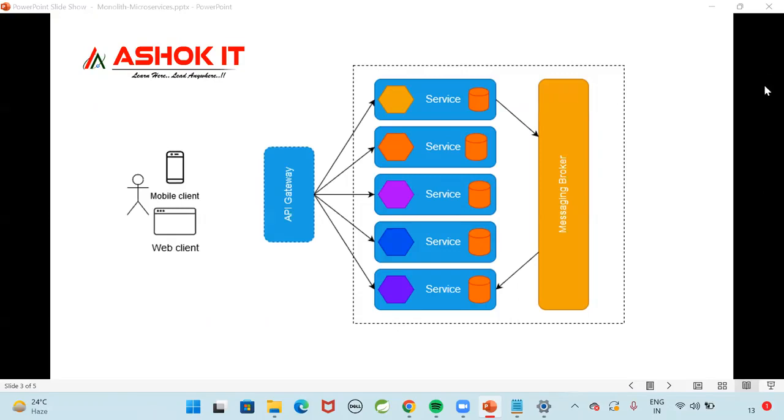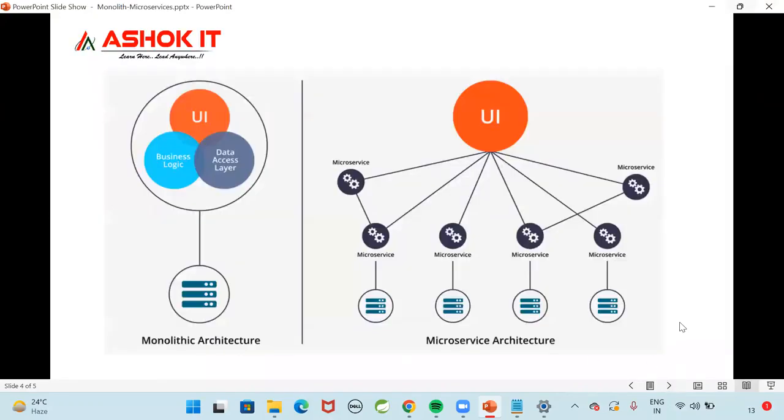Monolith means one single project will be available. Everything will be available in one place when you go for monolith architecture. All the functionalities will be developed in a single project when we go for monolith architecture.